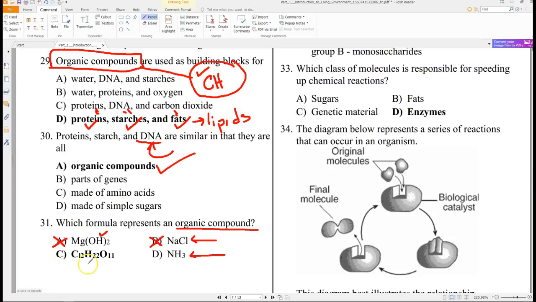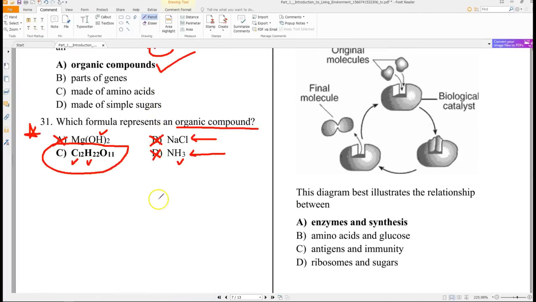What about here? Does it have carbon? Yes. Does it have hydrogen? Yes. Does it have oxygen? Oh, sorry, I just kept going. It has a carbon-hydrogen backbone. This one is definitely organic. Does this one have carbon? No. Does this one have hydrogen? Yes. But is it organic? No. So our choice is C. Put a star next to this one. After doing these questions, all the other ones are going to be a piece of cake.